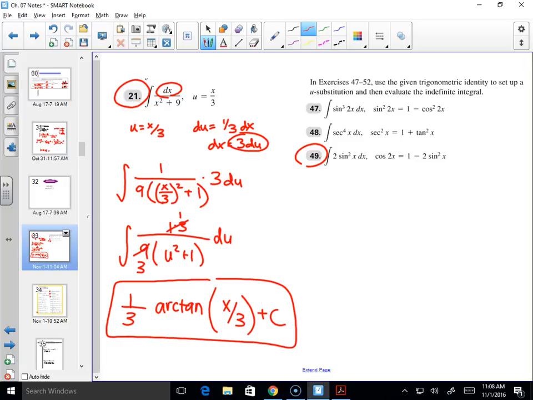Number 49. Use the given trig identity to set up a u substitution and evaluate the indefinite integral. Oh, that one took me a sec. Hey, couldn't you just make this cosine of 2x minus 1? I did 1 minus that cosine. Ooh, but that's going to be a negative, sorry. Okay, so we could do 1 minus cosine. I think I did something like that. Yeah, that would have been smarter.